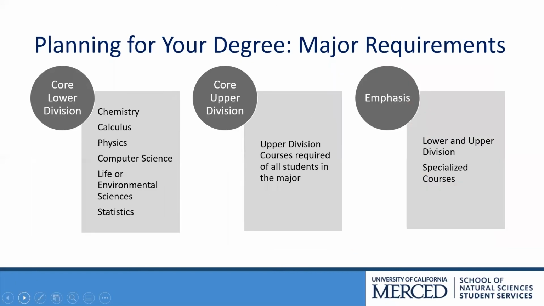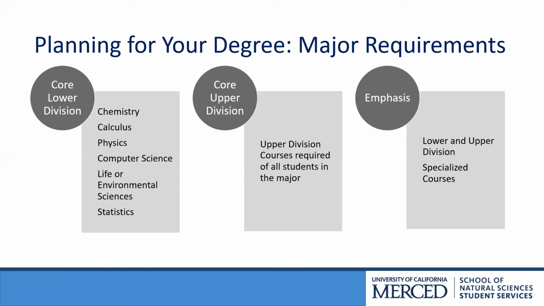So planning for your major requirements. The common core lower division courses. All of our students in natural sciences have to take chemistry. They start with, they can go as high as, well, chemistry has to go super high, but everybody has to take at least Chem 2, which is our introductory chem course for college students. Everybody has to take calculus, physics, a computer science course, a life or environmental science, and a stats course. So every single one of our majors in natural sciences has those common lower division courses.